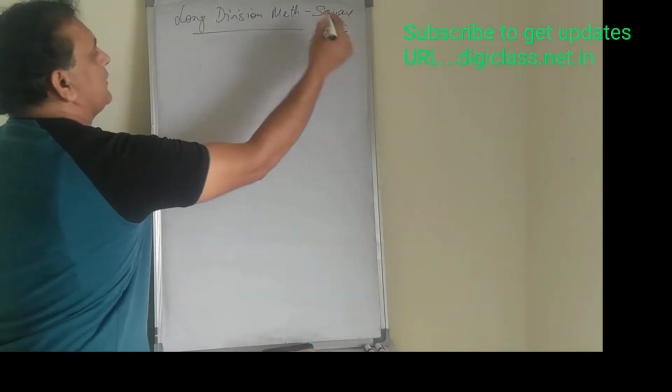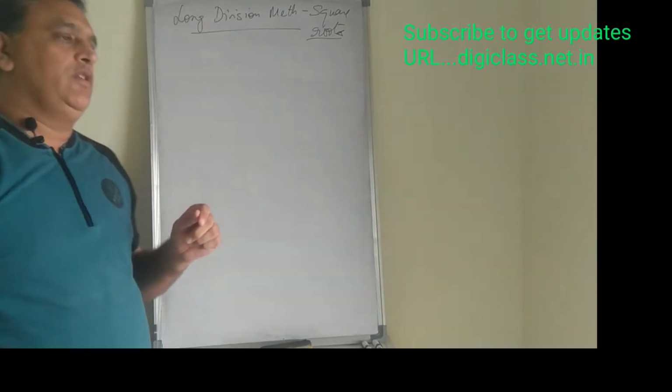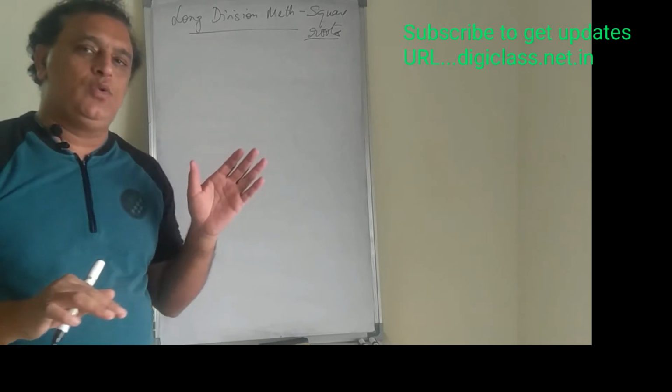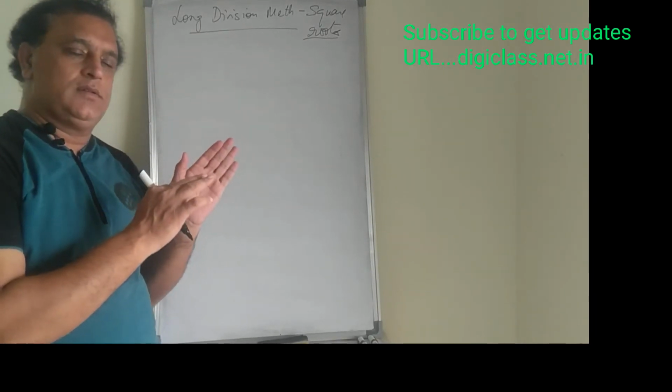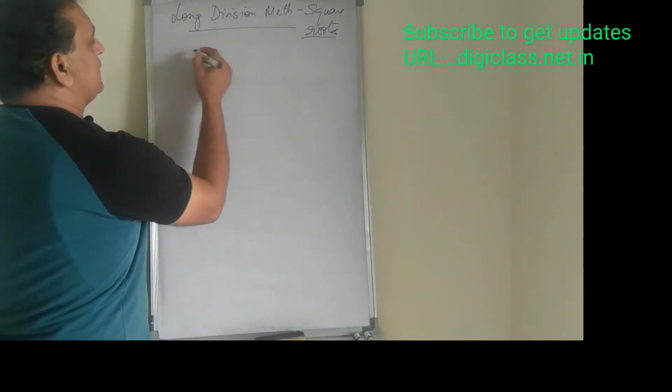So it's your choice which method you adopt. There are various steps which we have to follow in this. First of all, whatever number is given to us, we have to separate its digits in pairs. I'll give you an example, and with the example you will be able to understand.